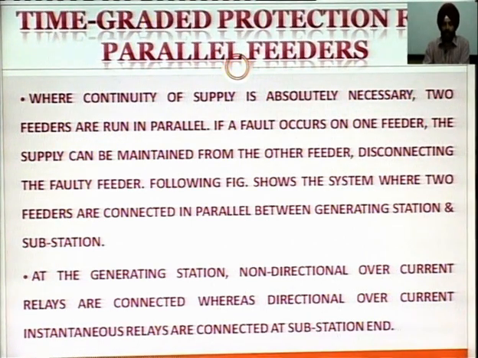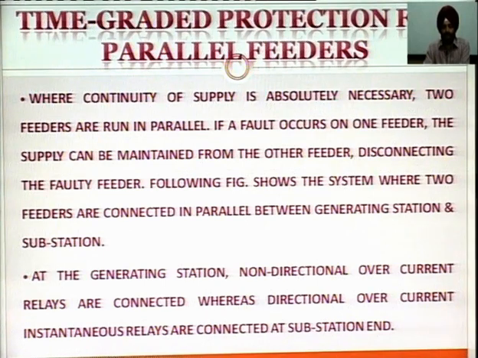Then we have time grade protection for parallel feeders, where continuity of supply is absolutely necessary. Two feeders are run in parallel. If a fault occurs on a feeder, the supply can be maintained from the other feeder, disconnecting the faulty feeder. I have again shown in the figure, in the next slide I will tell you, the system when two feeders are connected in parallel between generator station and substation.